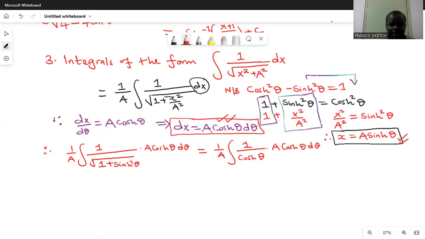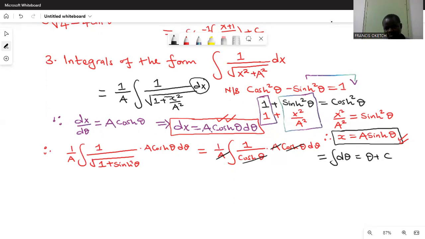And you see some terms will cancel, like this a will cancel with the other a, and this cosh theta will cancel with the other one. So what you remain with is the integral of 1 d theta, or simply d theta, which will give you theta plus c. But what is theta? Go back to where we defined our substitution, and you realize that we said x is equal to a sinh theta. So you make theta the subject.